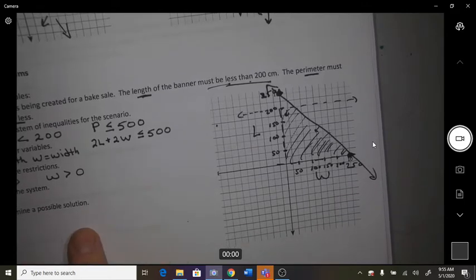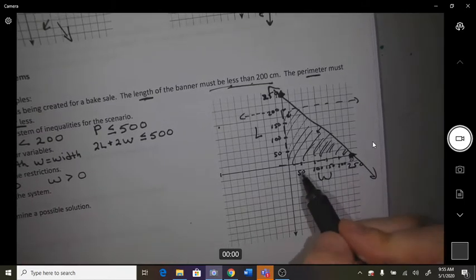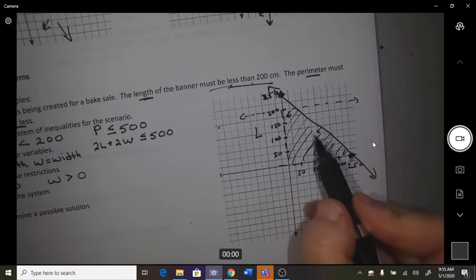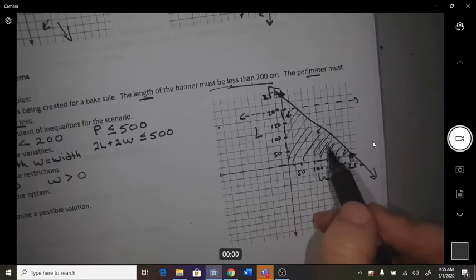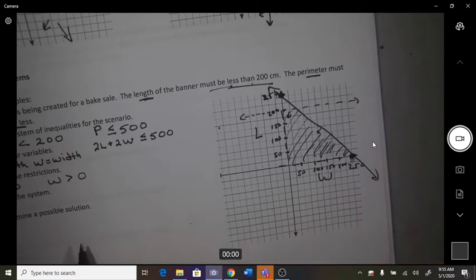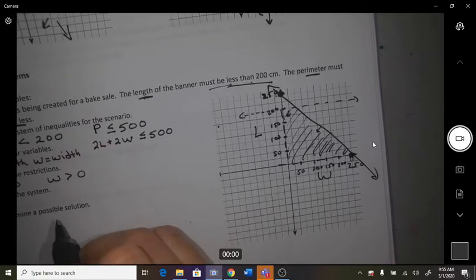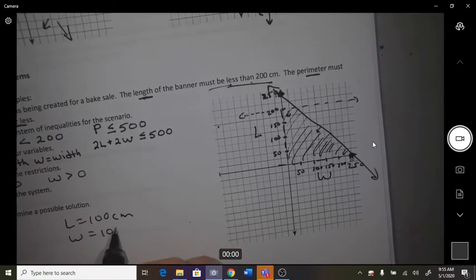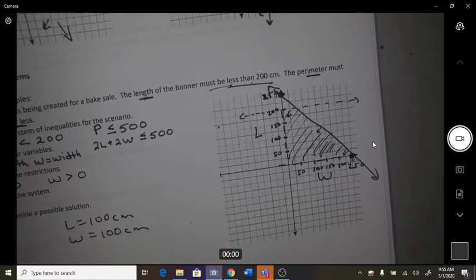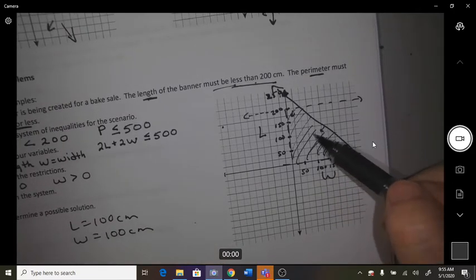So determine a possible solution. So your answers could vary. You could have 100 and 100. You could have 150 for the width and 50 for the length. Okay, so it varies. We could go L equals 100, width equals 100. That's one possibility because it is in the zone.